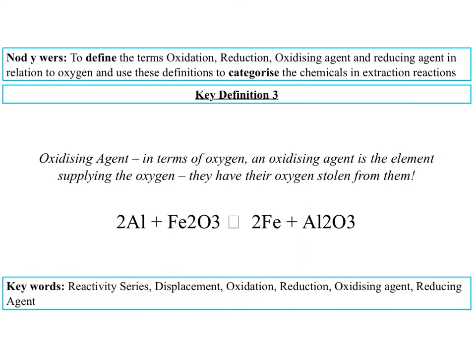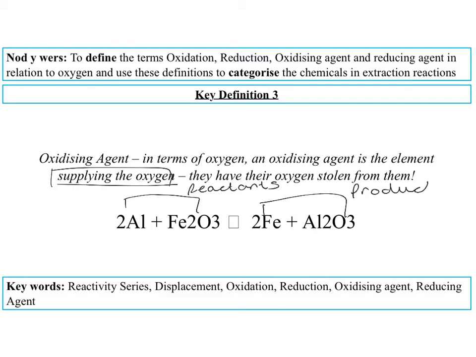Oxidizing agent then. An oxidizing agent is an element supplying the oxygen. So what element is giving the oxygen to aluminium? We've already discovered that aluminium is being oxidized. What element is giving the oxygen to aluminium? And in this case, it's iron oxide. That's the one that's supplying the oxygen. It's the compound with the oxygen attached.